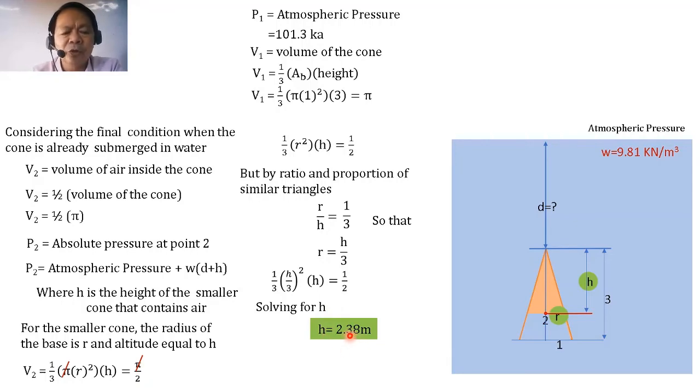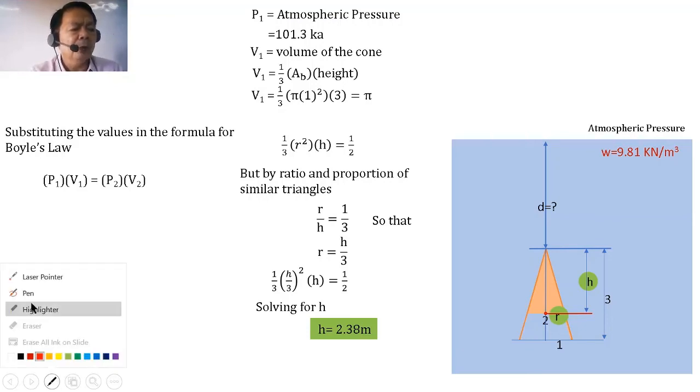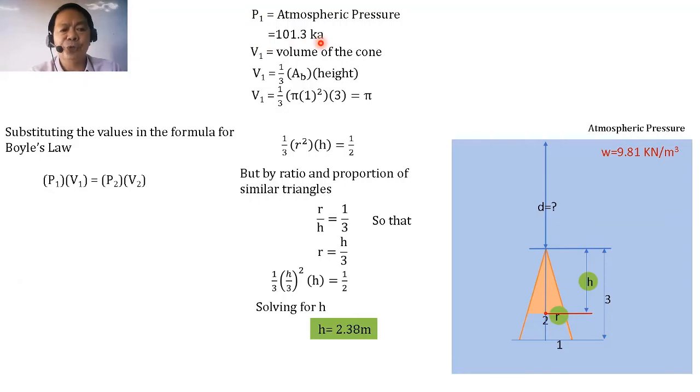Now, after we have solved for 2.38, makukumpita natin ngayon yung atmospheric pressure expressed in terms of the depth D. Di ba? So, if you are going to substitute the values in the formula for Boyle's law, that P1V1 is equal to P2V2, let us substitute it one by one. Our P1 here is actually the atmospheric pressure, okay, before the cone is submerged in water, which is equal to 101.3. Let's just write it here. And our V1 is the volume of the cone and is computed at pi. So that is equal to pi.